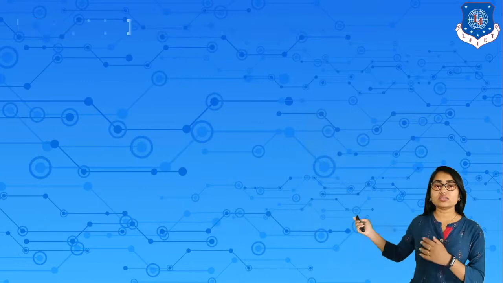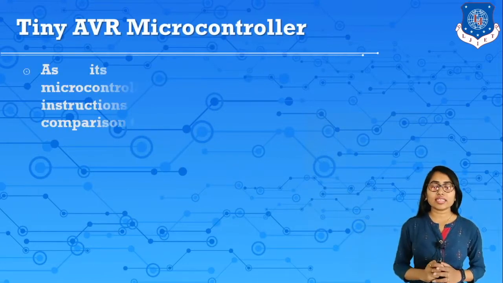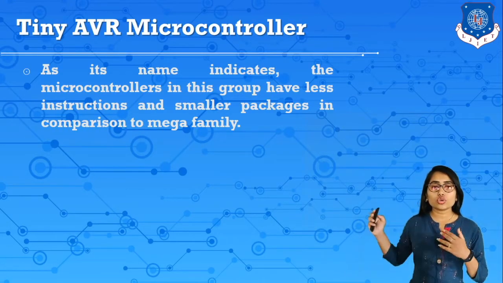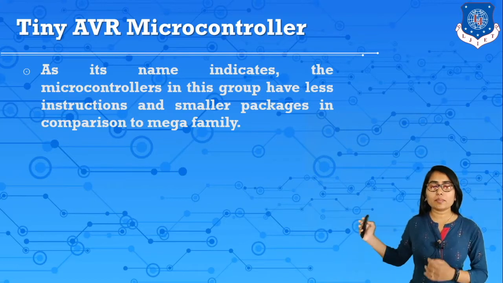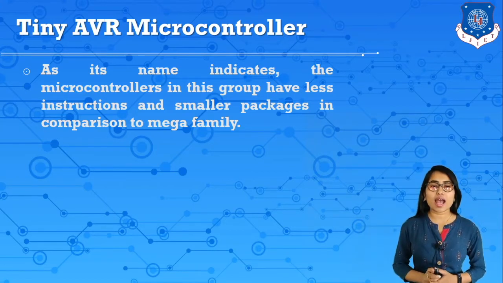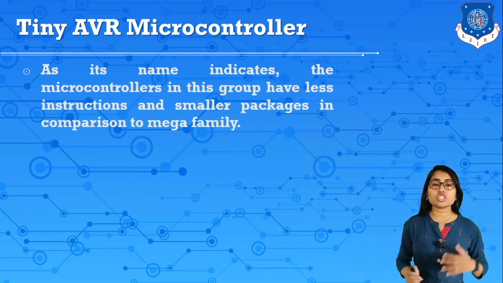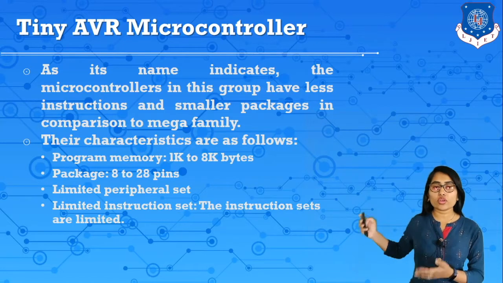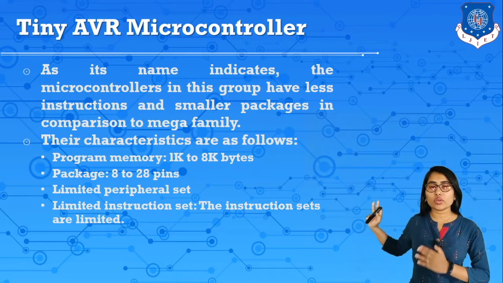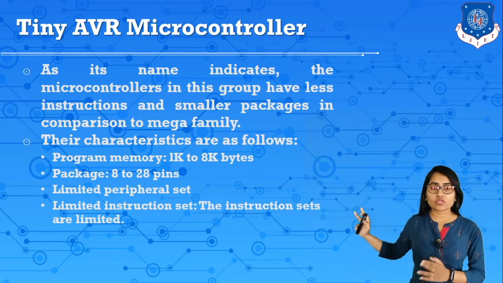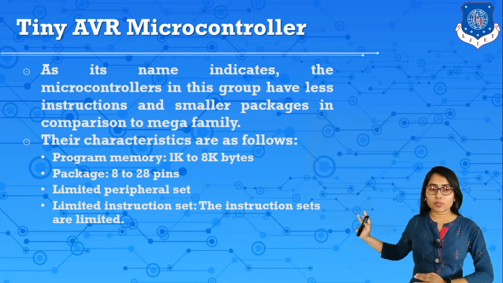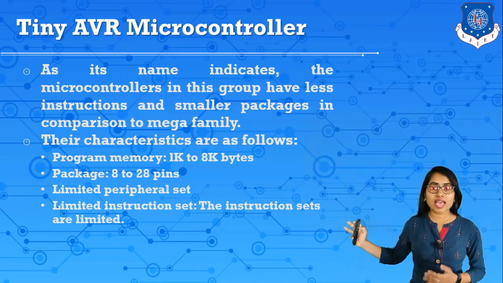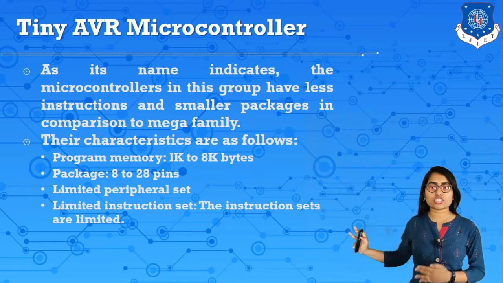Then next there is the AVR Tiny microcontroller. As its name indicates, the microcontrollers in this group have fewer instructions and smaller packages in comparison to the Mega family. It has characteristics like program memory of 1K to 8K bytes, package from 8 to 28 pins, limited peripheral set, and limited instruction sets.